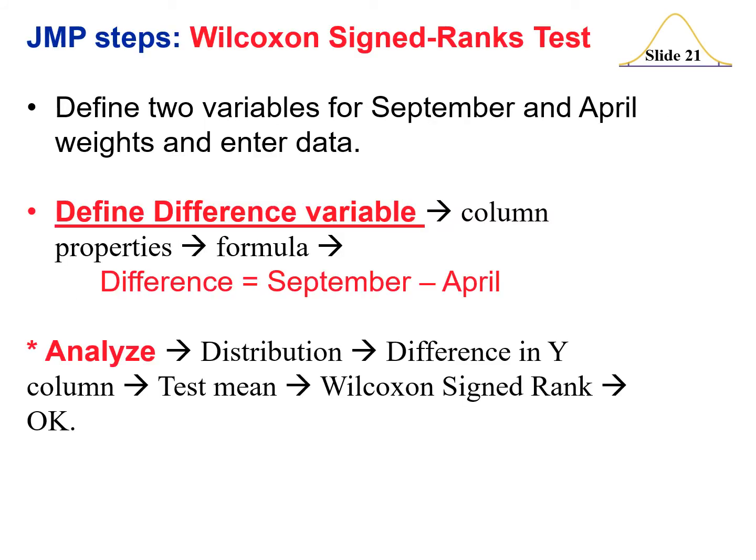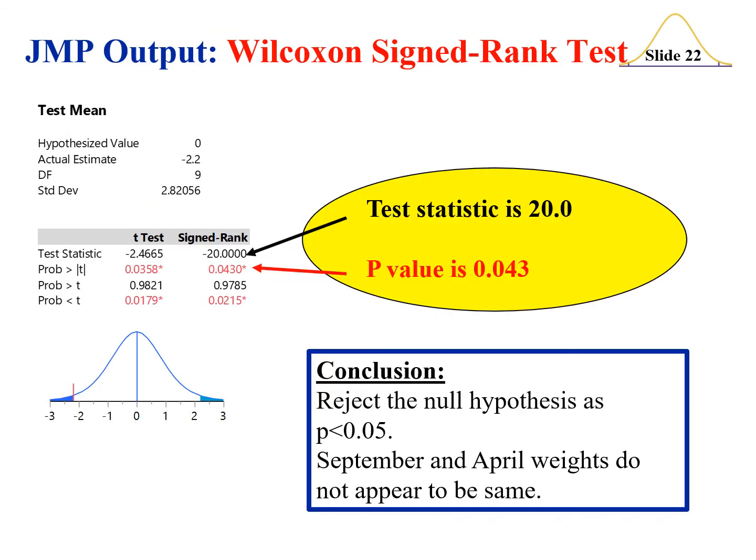Next, we use JMP to generate the outcome of the Wilcoxon signed rank test. These are the steps in generating the outcomes of the test in JMP software. Here is the output. Forget about anything else and concentrate only on this value. This side is about the t-test, which is parametric, but now we are concerned with the non-parametric test.